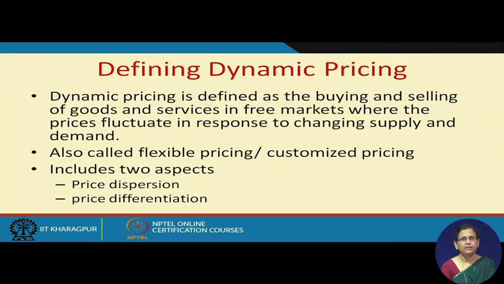So, as a result, they are going for dynamic pricing. Now, what is dynamic pricing? Dynamic pricing is defined as the buying and selling of goods and services in a free market where the prices fluctuate in response to the changing supply and demand. It is also called flexible pricing or customized pricing. It includes two aspects, price dispersion and price differentiation. Let us individually see what they are.